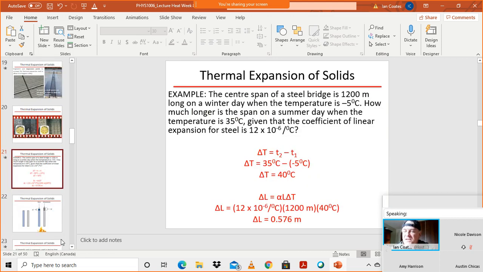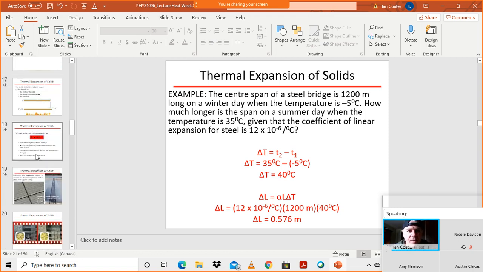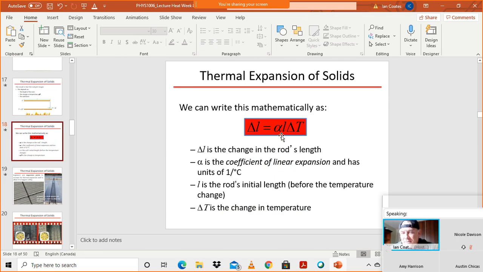And just because something is a solid doesn't mean that it can't expand. So have a look at this right here. The center span of a steel bridge is 1,200 meters long on a winter day when the temperature is -5. How much longer is the span on a summer day when the temperature is 35 degrees? Given that the coefficient of linear expansion for steel, okay, is this number here. Now, let's go back. This one right here, the alpha, that's the scientifically determined number, okay? That one you can find on any Google.